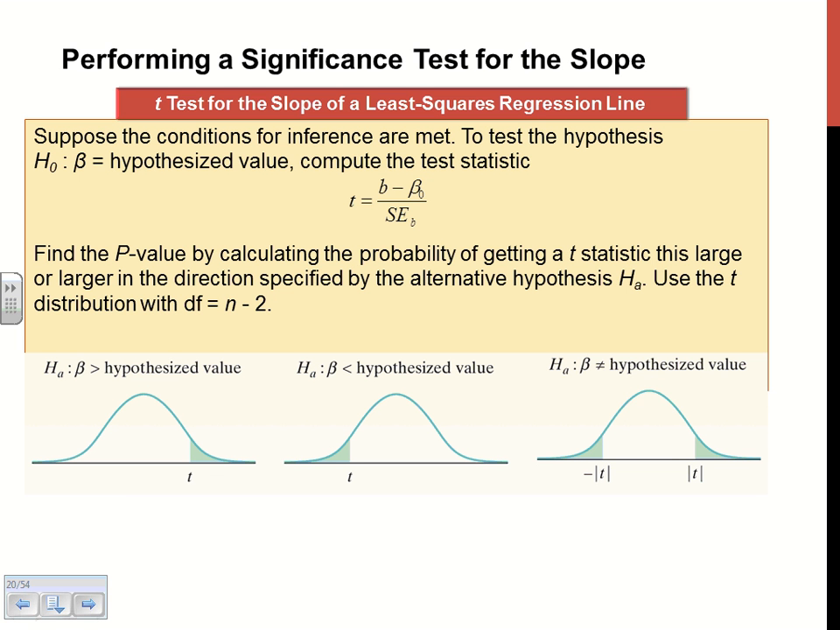Okay, so find the p-value by calculating the probability of getting a t-statistic this large or larger, in the direction specified by the alternative hypothesis, and use the t-distribution with degrees of freedom n minus 2.